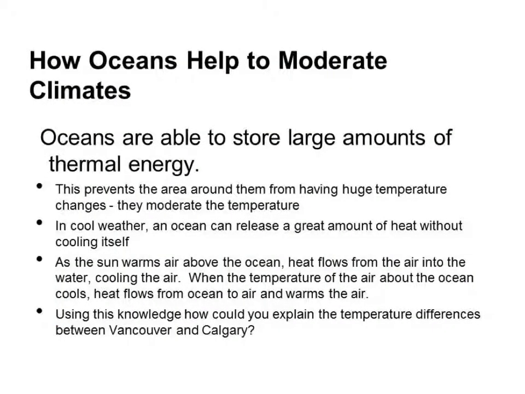Now, how oceans help to moderate the climates, like I previously was talking about there. Oceans are able to store large amounts of thermal energy, and this prevents the area around them from having huge temperature changes, so they moderate the temperature. In cool weather, an ocean can release a great amount of heat without cooling itself. And as the sun warms the air above the ocean, heat flows from the air into the water, cooling the air. When the temperature of the air above the ocean cools, heat flows from the ocean to the air and warms the air. So now, using this knowledge, how could you explain the temperature differences between Vancouver and Calgary?